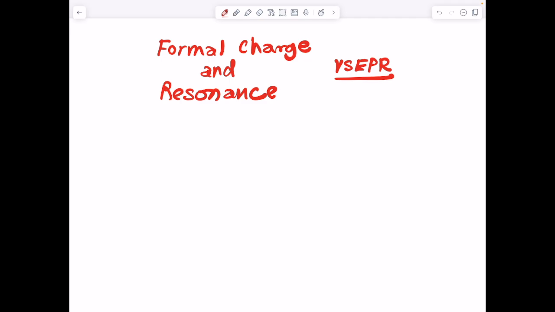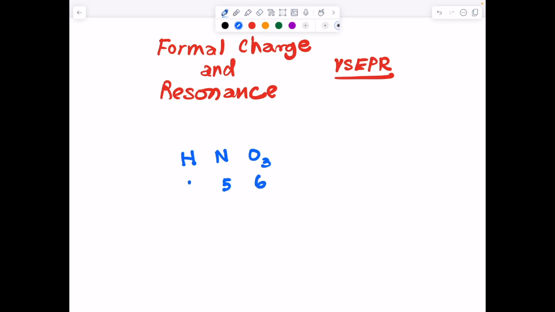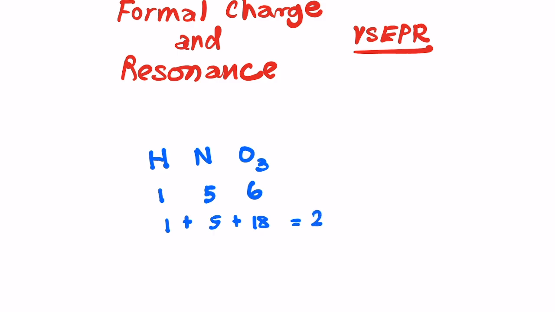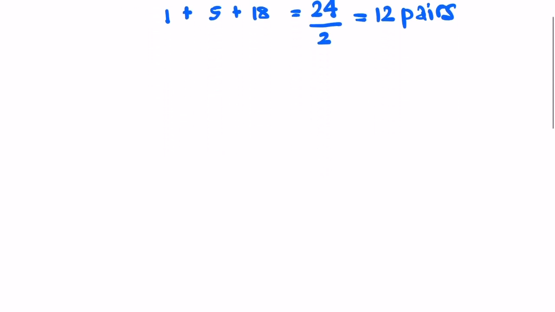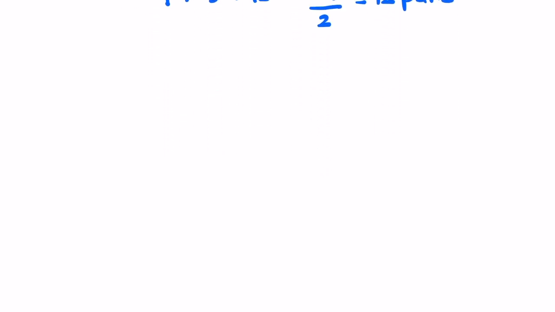Let's take an example. The molecule of nitric acid, which is made up of hydrogen, nitrogen, and oxygen, HNO3. Nitrogen has 5 valence electrons, oxygen 6, hydrogen 1. 3 oxygens would mean 18, 1 nitrogen would mean 5, 1 hydrogen giving us a total of 24 valence electrons. When divided by 2, it means we have to have in the structure 12 pairs of electrons. So let's look at a couple of structures for nitric acid.